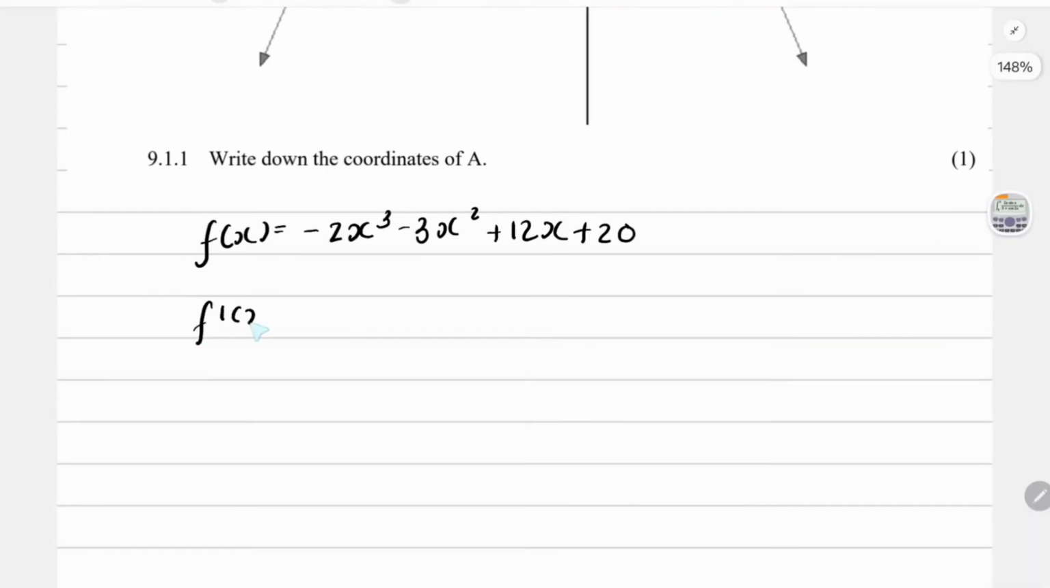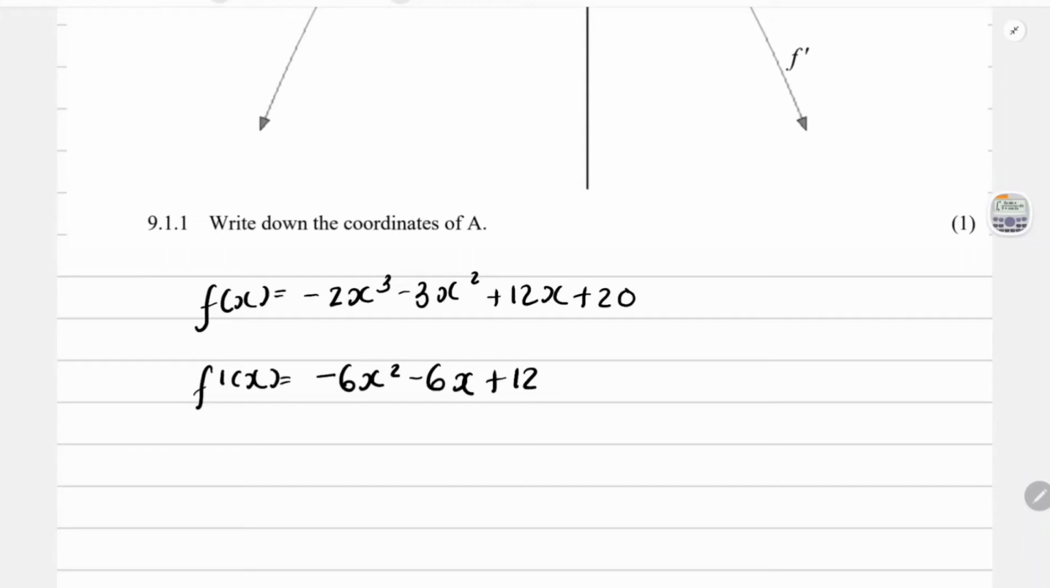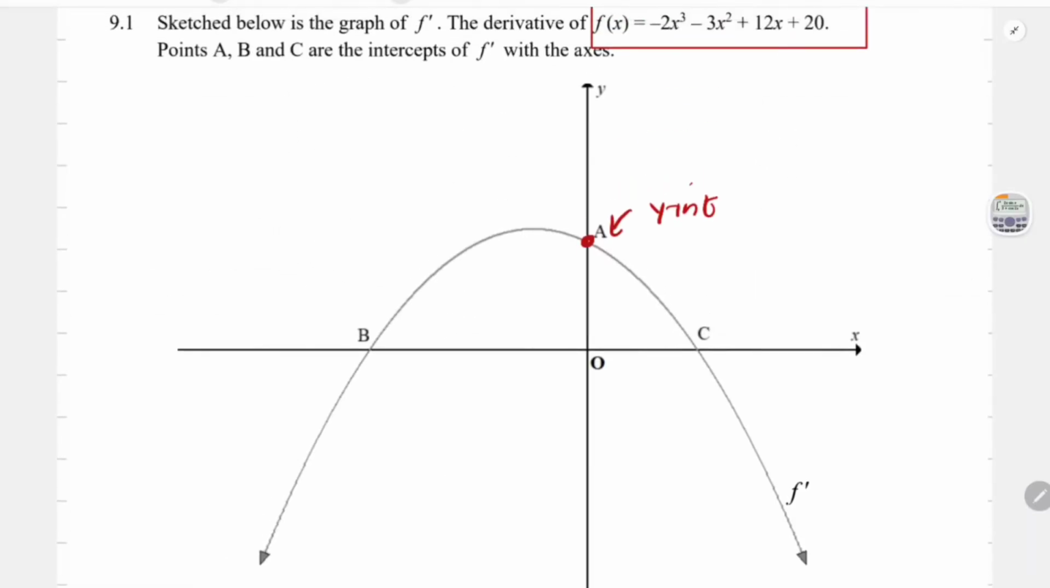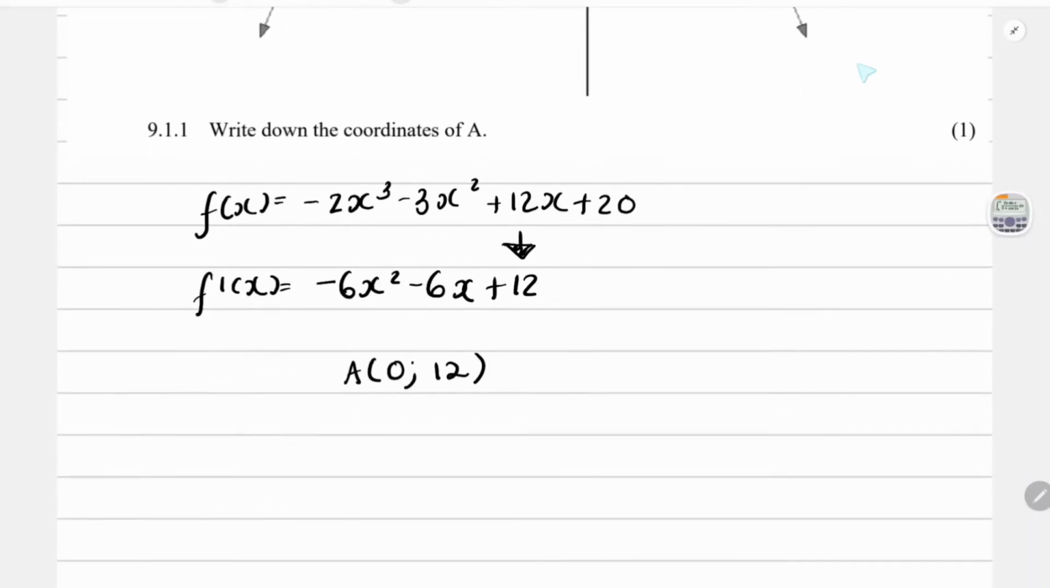Let's go ahead and derive. f prime of x is equal to negative 6x squared, negative 6x, and then positive 12. If this is our parabola, what exactly is the y-intercept? The y-intercept is this number over here, because that's your c value: ax squared plus bx plus c. C is your y-intercept. So the coordinates of A would be: the x value of the y-intercept is always 0, and the y value is 12. So that is A.